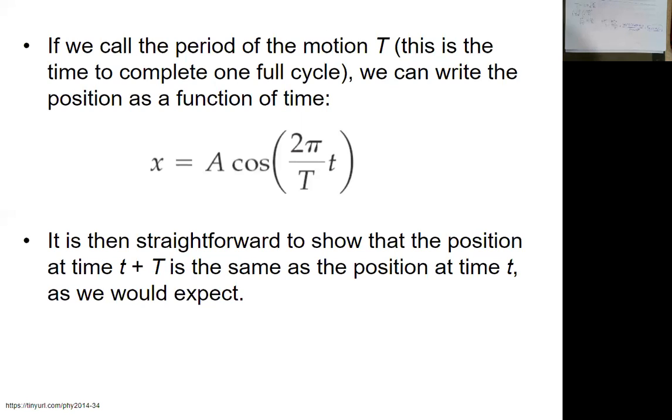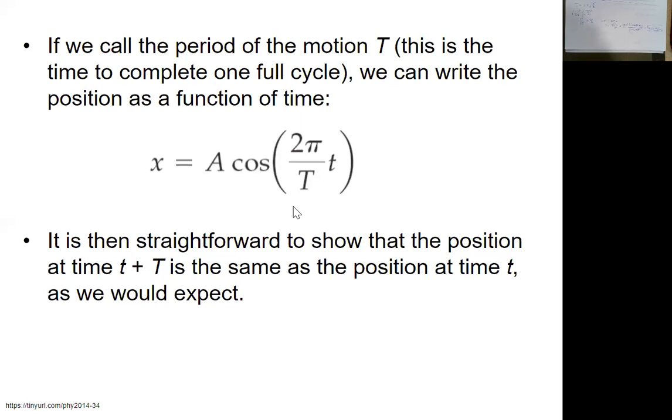So you can write a cosine function to describe the position of the simple harmonic oscillator, or the point mass. It is equal to the amplitude times cosine of, in the parenthesis, 2 pi divided by the period times time t, because the position should be a function of time. Small t is the variable time, capital T is the period of the motion.